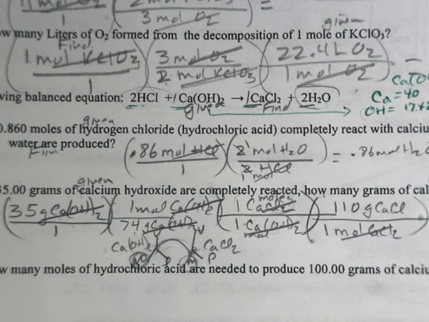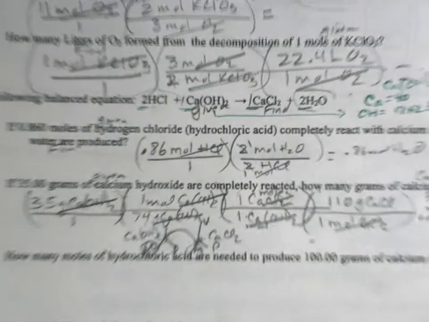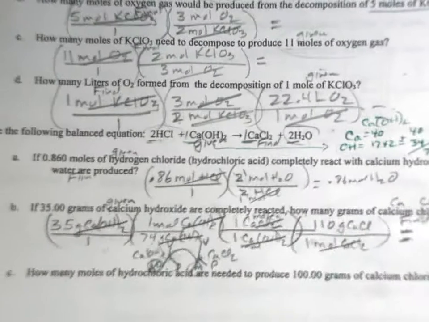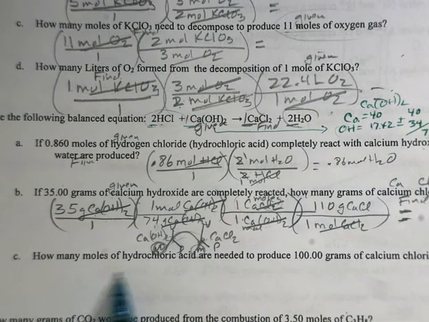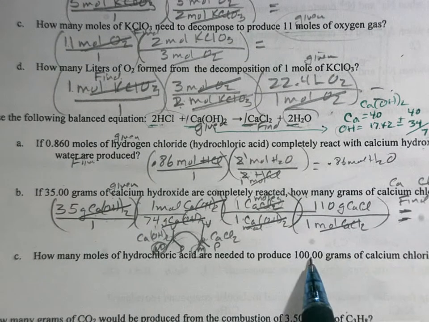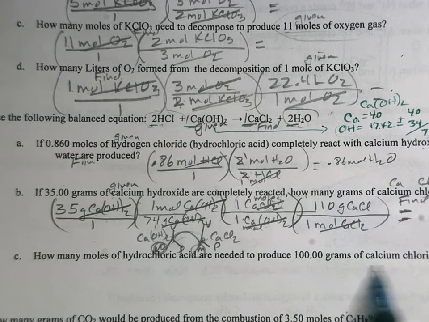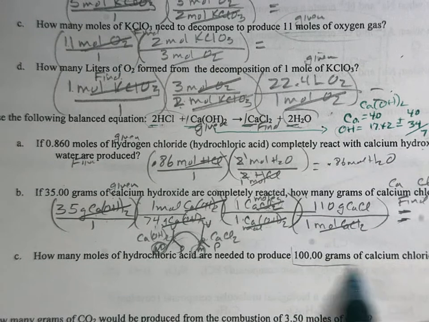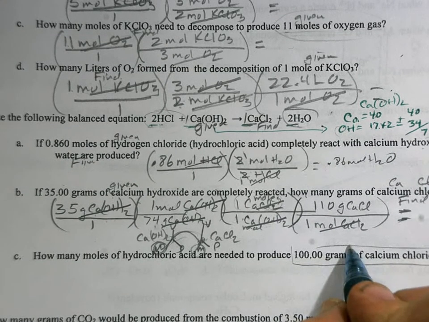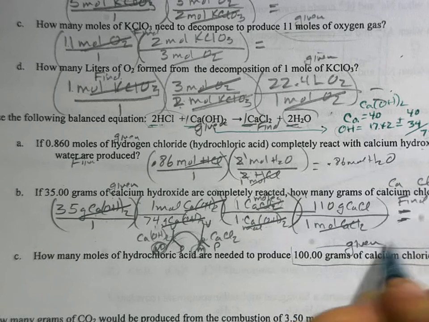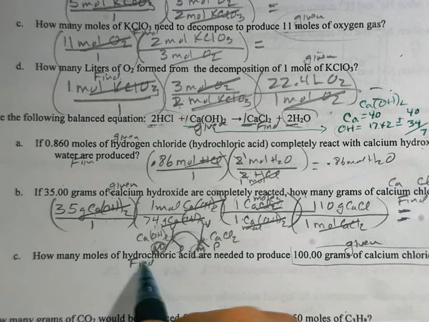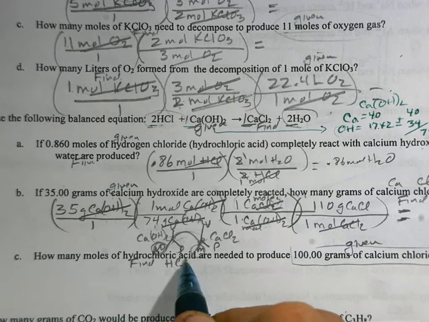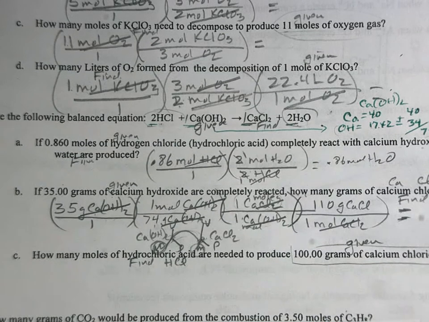Part C now. Let me zoom out so we can see the whole picture. Add a little more light here. Oh, I guess I did get my light on. How many moles of hydrochloric acid are needed to produce 100 grams of calcium chloride? Now, this is our given because they're giving us the chemical and an amount, so that's the given. And we're looking for this. We're trying to find the hydrochloric acid, hydrogen chloride, and that's up there.